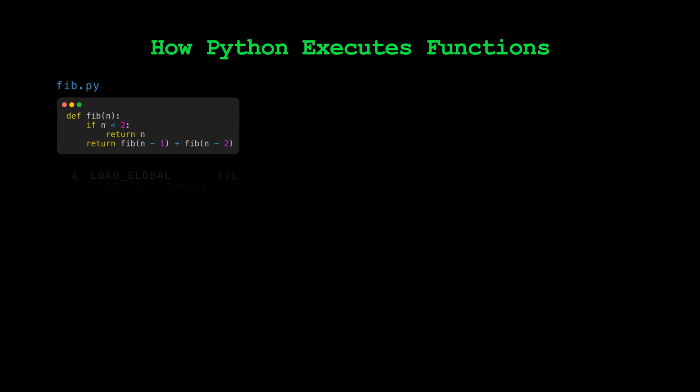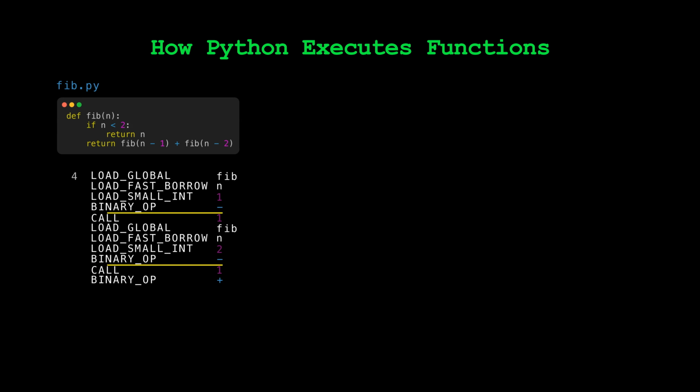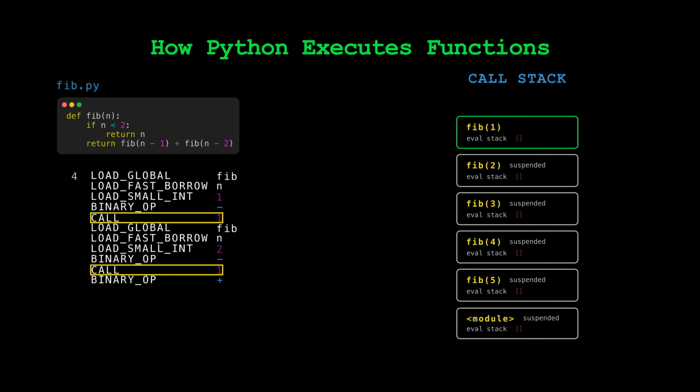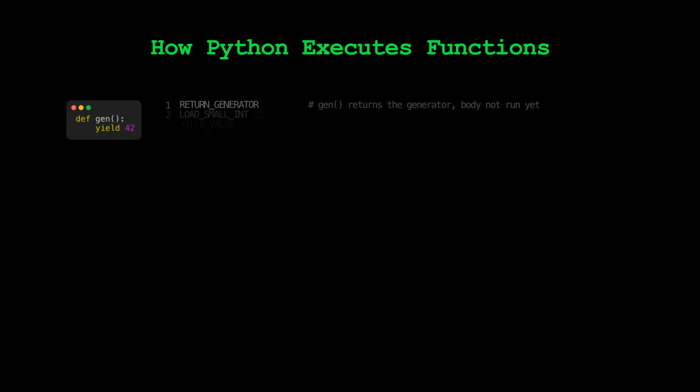This is also why recursion has a limit. Every call pushes a frame, and a recursive function calls itself, so each level adds another frame to the call stack. A generator's frame works the same way, but it isn't allocated in the per-thread call stack. It's embedded in the generator object itself, which is what lets it outlive a single call.